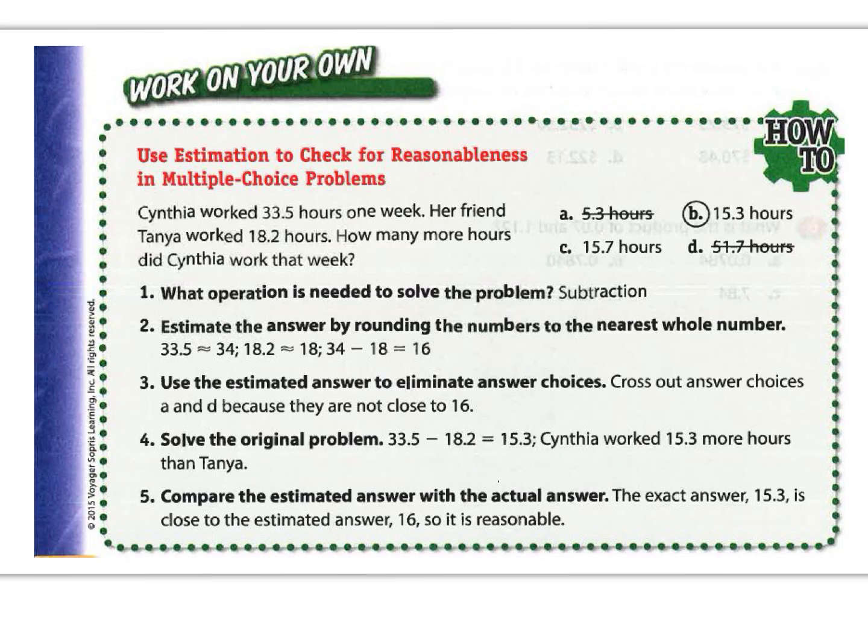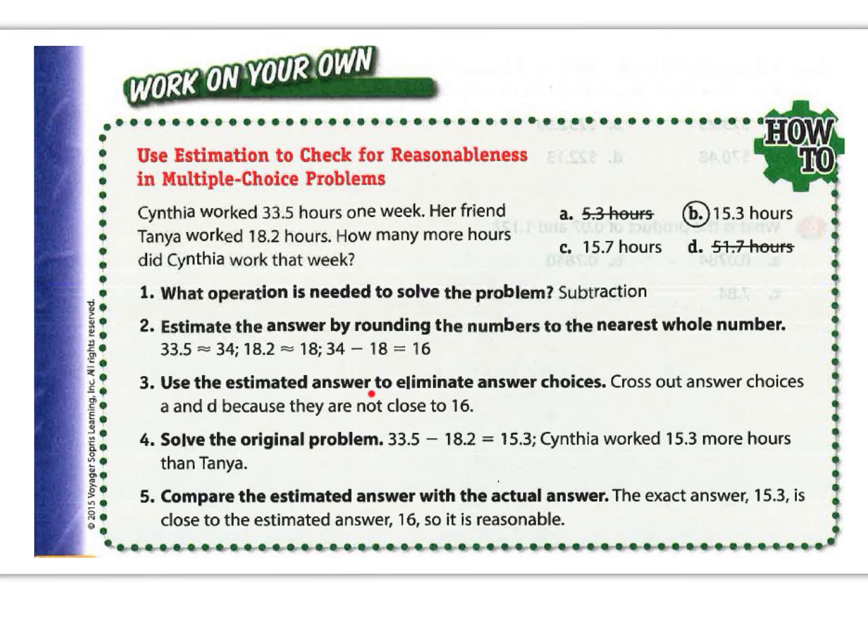All right, this says, use estimation to check for reasonableness in multiple choice problems. Cynthia worked 33.5 hours one week. Her friend Tanya worked 18.2 hours. How many more hours did Cynthia work that week? It says, what operation is needed to solve the problem? Subtraction. You can estimate the answer by rounding the numbers to the nearest whole number. So 33.5 is about 34. 18.2 is about 18. 34 minus 18 is 16.